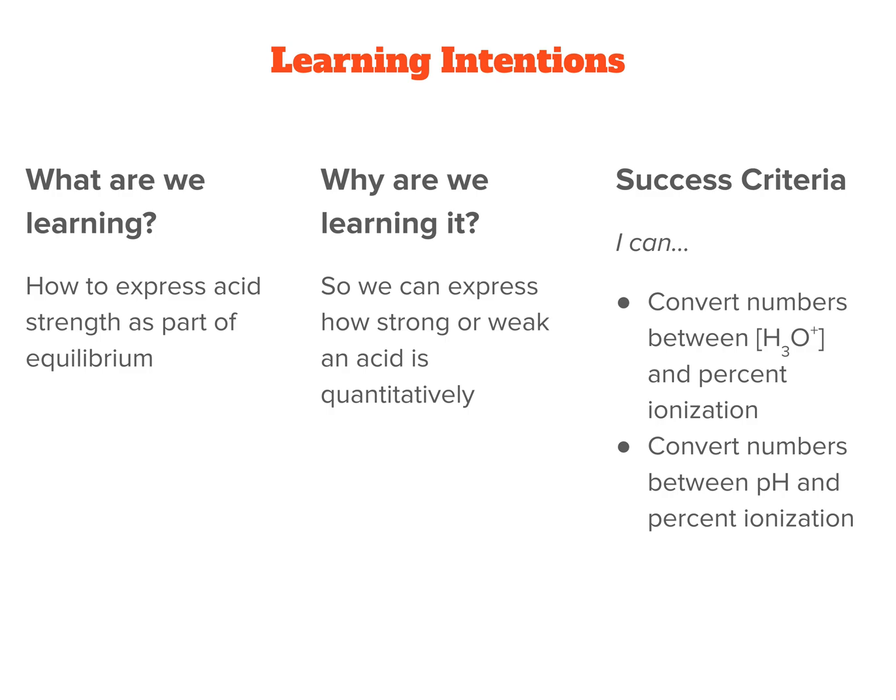Today we're talking about how we can express acid strength as part of equilibrium. We want to do this so we can express how strong or weak an acid is quantitatively. Our success criteria is being able to convert between hydronium ion concentration and pH into percent ionization.